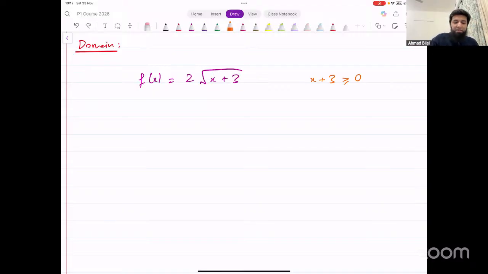Now, if x plus 3 is greater than or equal to 0, what about x? X must be greater than or equal to -3, right? So the domain that we have for x in this function is greater than or equal to -3. All right. So this function has an inherent limitation that you can only input values of x that are greater than or equal to -3. Okay.